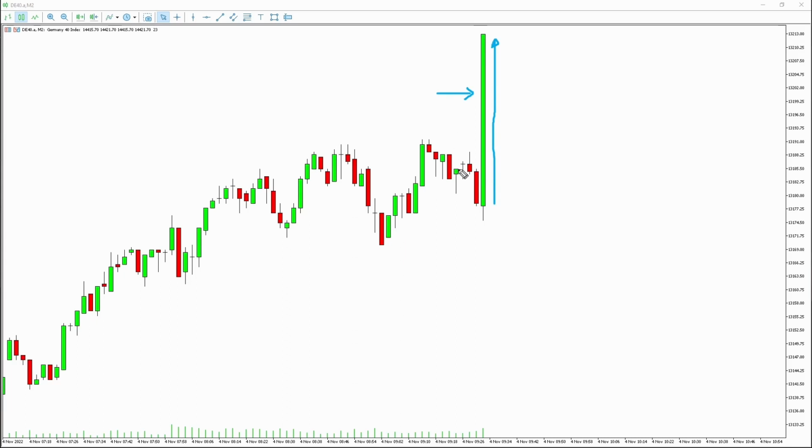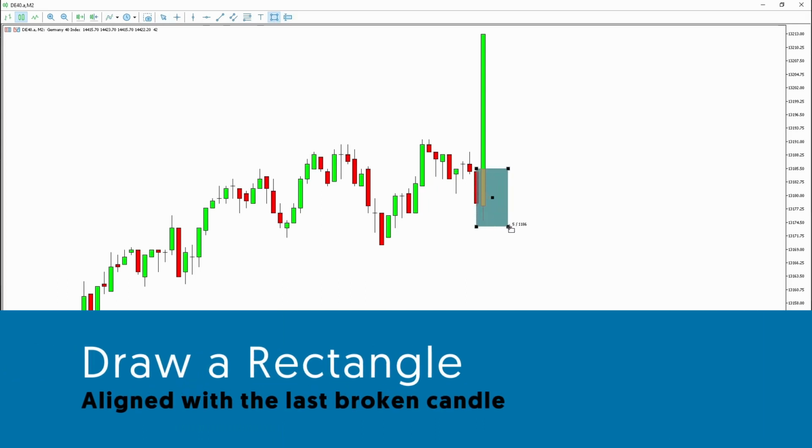So when you spot a move like this, the first thing that you want to do is to look backwards and look at the break of the last candle, and we can see that the last candle was broken here. The price just broke this high and immediately moved very fast away from this level. Then you just pick your rectangle tool and you can draw a rectangle here right at this bottom.